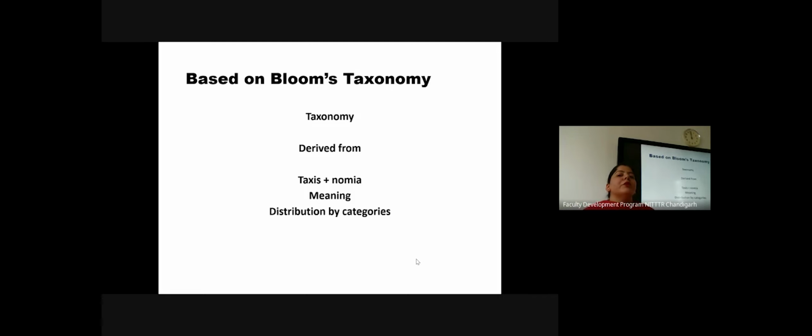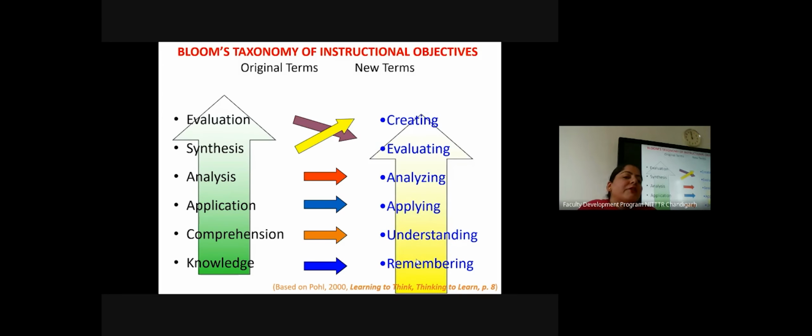So when it comes to Bloom's taxonomy, Bloom also defined different levels of thinking as per the different classification. So it is at a very lower level, it started from remembering. So what does taxonomy represent? It is distribution by category and distribution by classification. So Bloom's taxonomy is based on different kinds of classification.